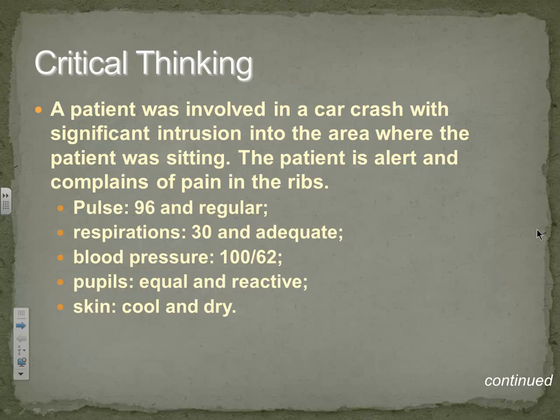30 is a little fast, but could that be normal? Are they scared to death? It could be. And also, you got to watch because it could be on the high side there. Blood pressure 100 over 62. Is that within normal limits? You know, in black and white, 110 is within normal limits. That's a great blood pressure. But is this a patient that normally has 160 over 92? Could be. Pupils are equal and reactive.